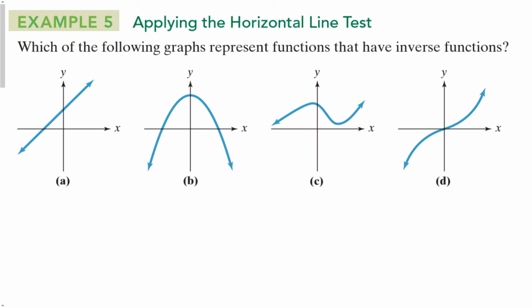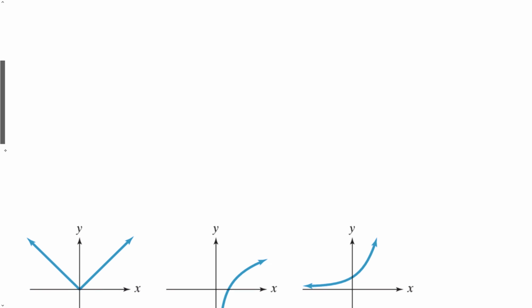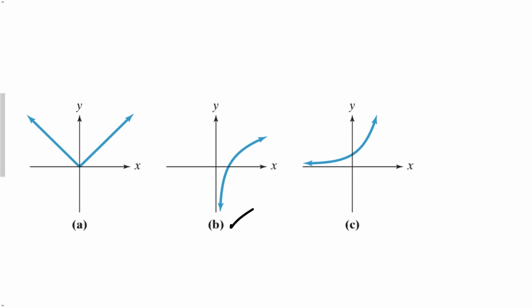Okay, so which of the following represents functions that have inverse functions? A and D, because both of those pass the horizontal line test. If we look at another one, B passes and C passes, A does not, because the absolute value function right here, while it is a function, the equation of this looks like that. It's a function, but it doesn't have an inverse that is a function. It has an inverse, but that inverse is not a function.